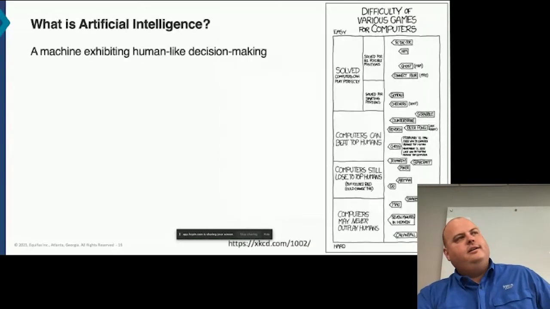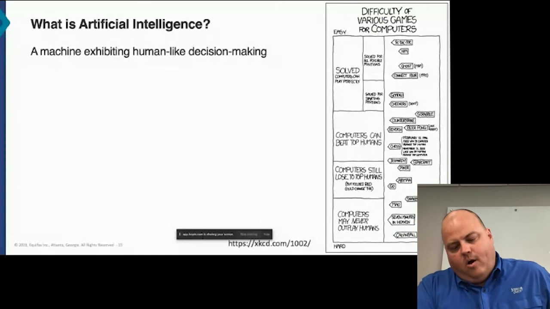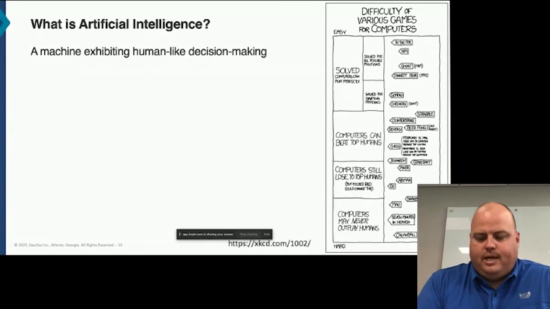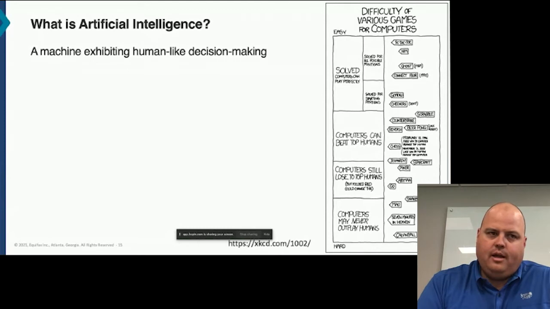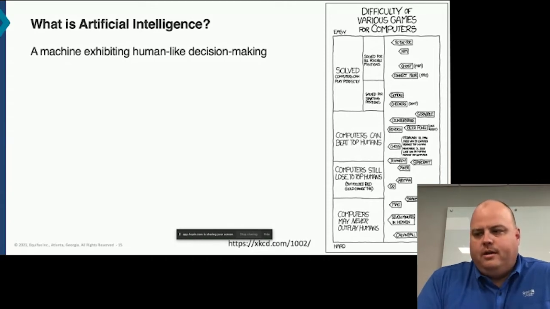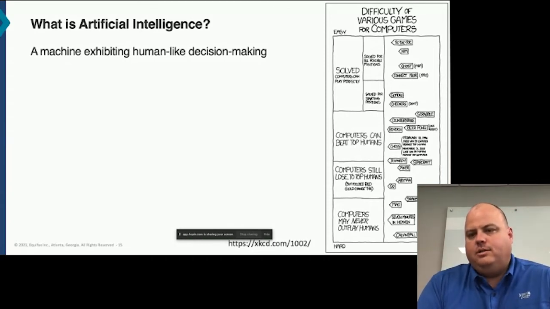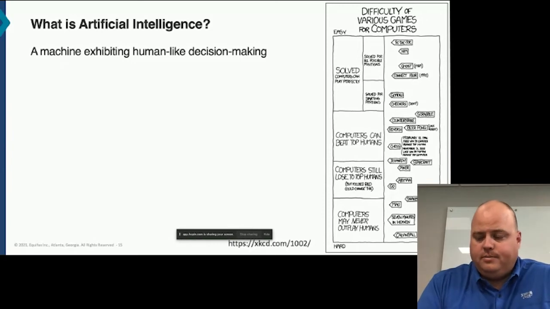So to hit that on, what's artificial intelligence? Artificial intelligence is a machine exhibiting human-like decision-making. If you go back to Alan Turing's test in the imitation game, the idea is, he said, let's not talk about what intelligence actually is. Let's just say that if you can't tell the difference between a person and a machine executing a particular task, then we'll say that the machine has human-like intelligence.